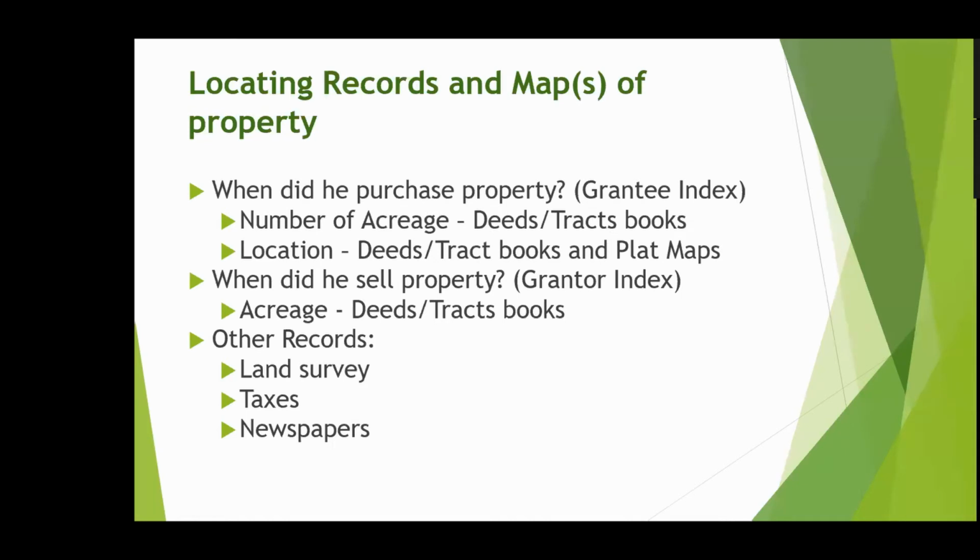Other records are land surveys. Get a description of what the land was originally. It could be when they first did a survey on it. Taxes, how much was he paying on taxes based on the improved land, unimproved land, and the type of livestock and other items that he had on the farm. Newspapers is another way of finding out some of the information on land properties.